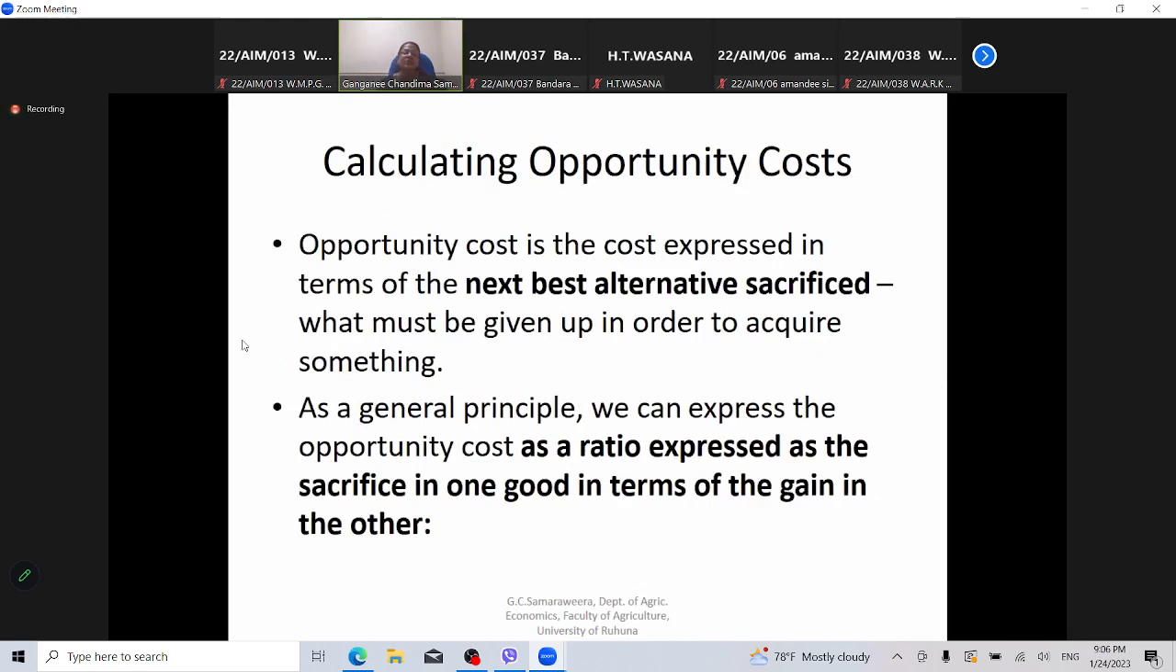Now there are some ways of calculating opportunity cost. So opportunity cost, now we know. Next, best alternative sacrificed. That means what must be given up in order to acquire or achieve something. As a general principle, we can express the opportunity cost as a ratio, expressed as the sacrifice in one good in terms of gain in another. For example, I can show this equation like this.